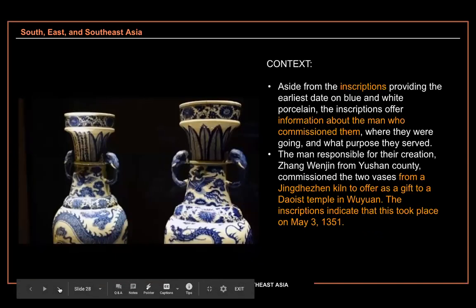So the inscription, right, tells us who this was made for and when it was made, and that is along this top section here.